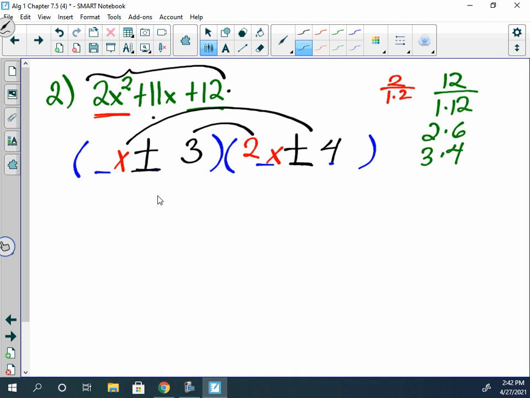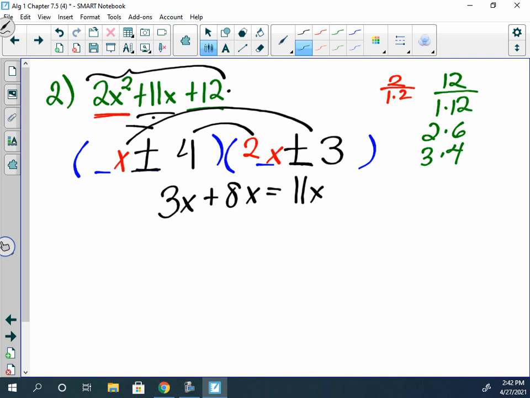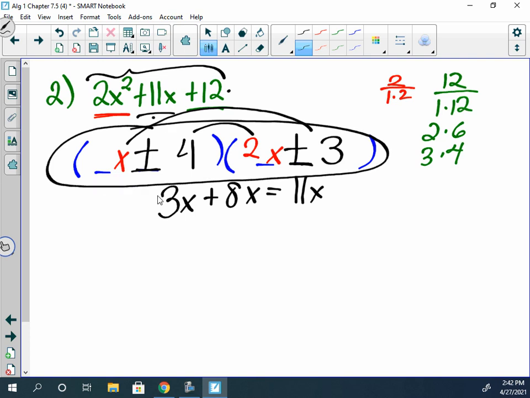Let's flip them. Let's flip the 3 and 4 and see what happens. x times 3 is 3x. 4 times 2x is plus 8x. 3 plus 8 is 11. Is that what we wanted? So this here is our answer, x plus 4 times 2x plus 3.